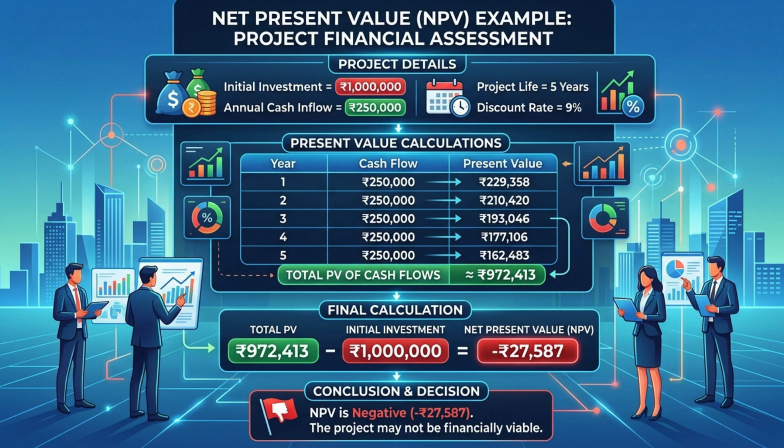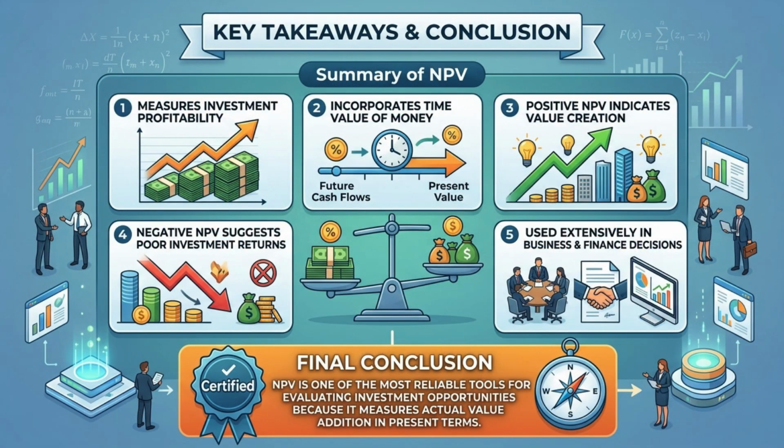be financially viable. To conclude, net present value is one of the most reliable methods for evaluating investments and projects. It helps businesses understand whether an investment will create value after considering the time value of money. The key points to remember are: positive NPV means profitable investment. Negative NPV means unprofitable investment. Zero NPV means break even. Because of its accuracy and practical usefulness, NPV is widely used in finance, banking, project appraisal, and corporate decision making.